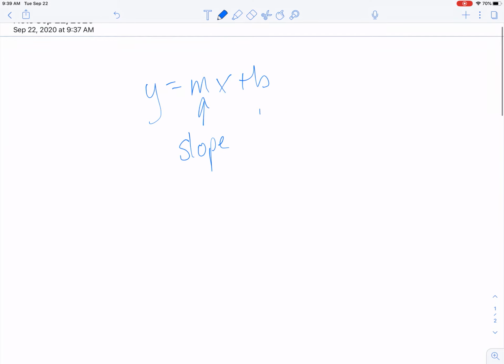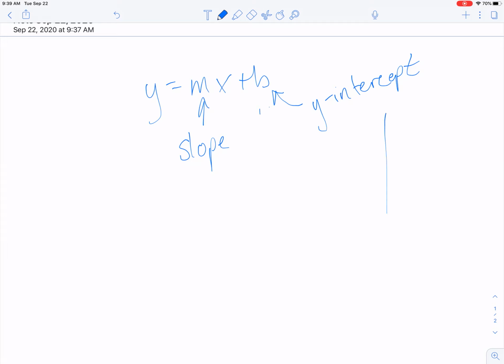Okay guys, let's try this again. So what we're going to do today is graph. You're going to be given an equation, y equals mx plus b. M is going to be the slope. That's what we studied yesterday. And b is going to be the y-intercept.